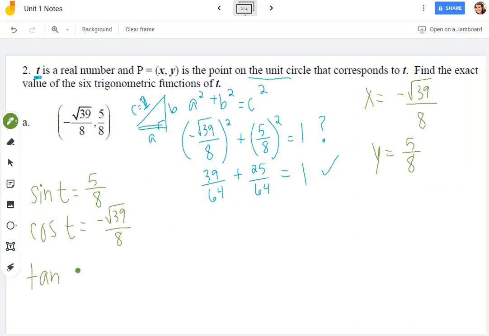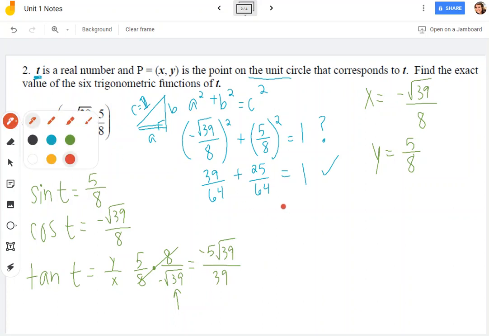And then tangent of angle t, we think of y over x, so 5/8. We're going to multiply that by the reciprocal. And then we just need to solve this out. So your 8's cancel. And then remember, we need to fix this and not leave a radical in the denominator. So practice solving this by hand. You should end up with negative 5 square root of 39 over 39.